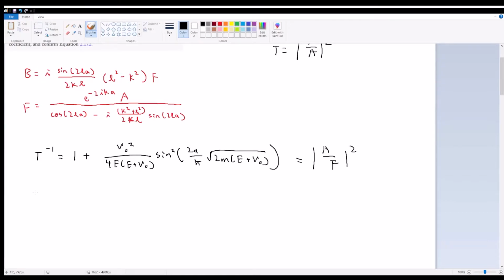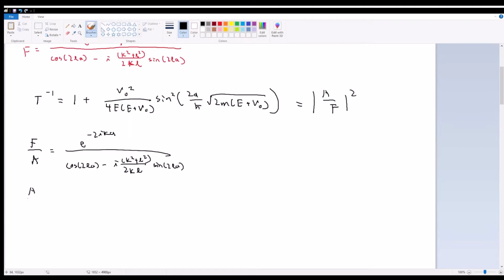There it is. If we look at this, we have F over A is equal to e to the negative 2iKA divided by cosine 2LA minus i times (k squared plus L squared) over 2KL times sine of 2LA. So if we want to take the inverse of the transmission coefficient, we take A over F instead, and this is going to give us cosine 2LA minus i times (k squared plus L squared) over 2KL times sine of 2LA, and we're taking all of this and dividing by e to the negative 2iKA.